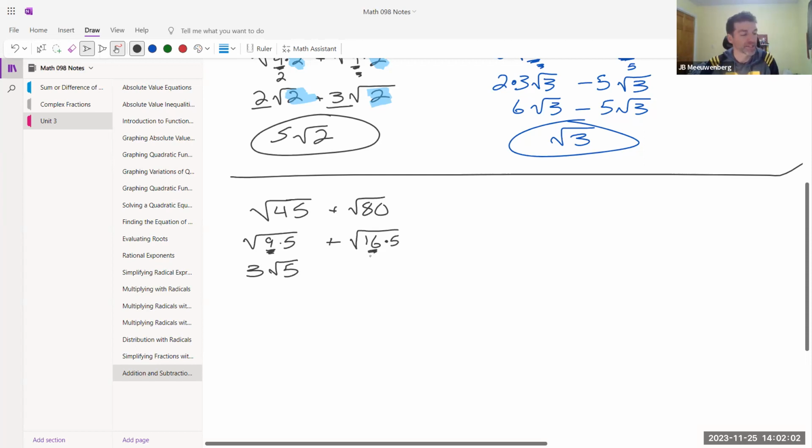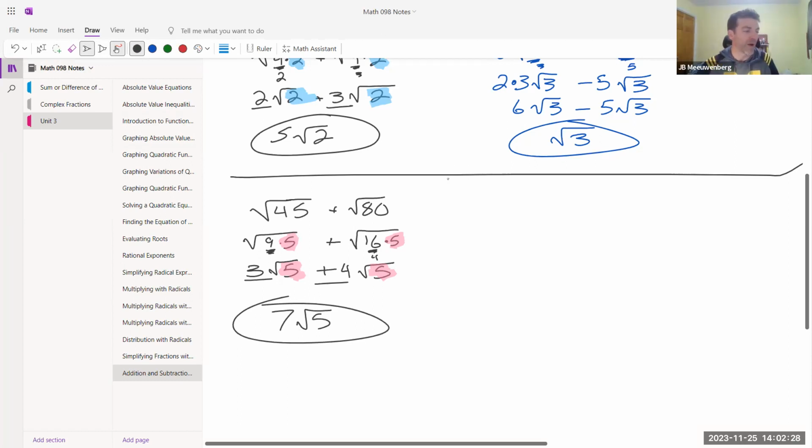16 is the square of 4, so we'll bring that 4 out front, with the radical 5 still on the inside. Again, just as we've seen before, both of these had a 5 that stayed on the inside. Those are like radicals, and so we add the coefficients, 7 radical 5.